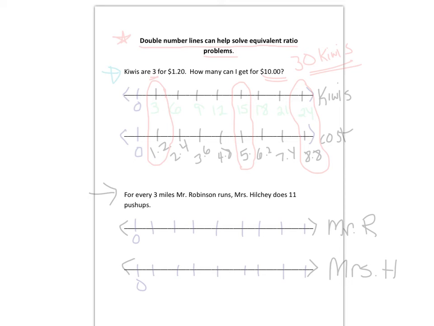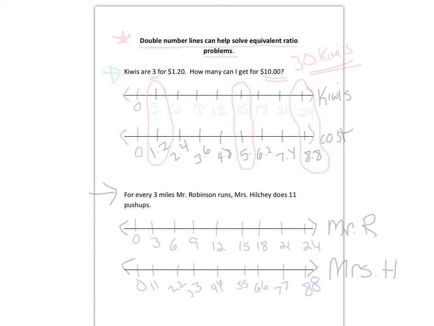So Mr. Robinson runs 3 miles. So we'll fill in his miles. Counting by 3s. And then Mrs. Hilchey does 11 push-ups, so we'll be counting by 11s. I love counting by 11s. That one messed up. It's hard to write with a stylus. 66, 77, 88.